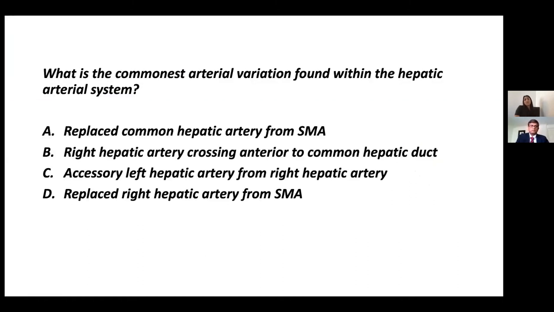Now, just for some engagement, I've asked a question here. What is the commonest arterial variation found within the hepatic arterial system? If anyone would like to answer, you could do so in the Q&A section, actually.